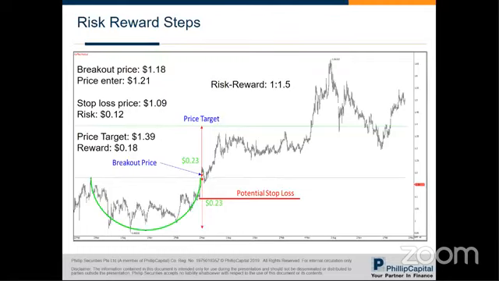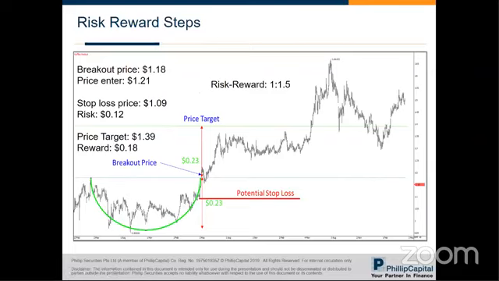So this is one example of a breakout chart. As you can see, this level 1.18 is the resistance level. A lot of people may enter slightly higher than the breakout point to avoid some false breakouts. So in the event you want to enter at 1.21, you may set your profit target at 1.39, and your cut loss point at 1.09, which is 0.12 of risk and 0.18 of reward. This risk reward ratio is 1 to 1.5.